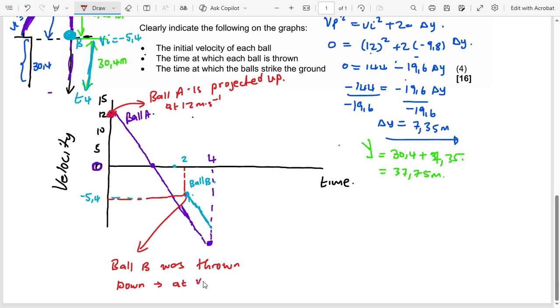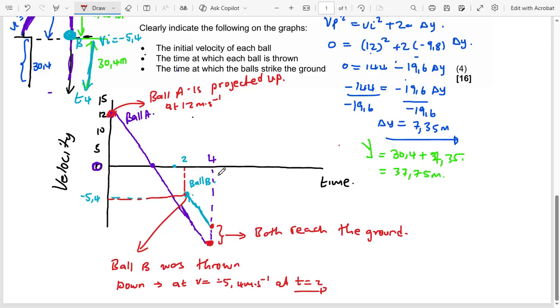V is equal to negative 5.4 meters per second. And then we said at T equals 2, after 2 seconds. Right. And then these 2 points are where both balls reach the ground. Both of them reach the ground. 100%. Okay, I think we did explain everything, right?